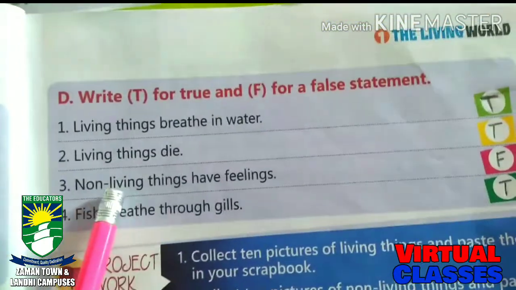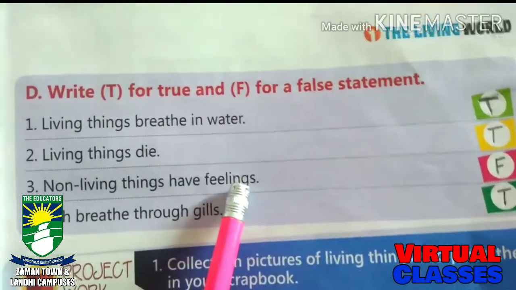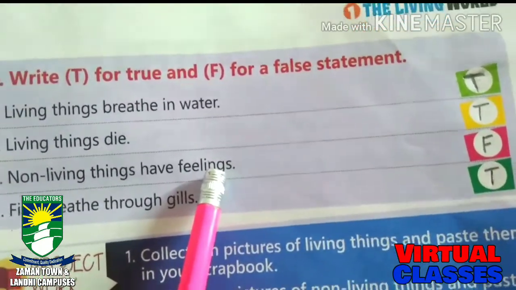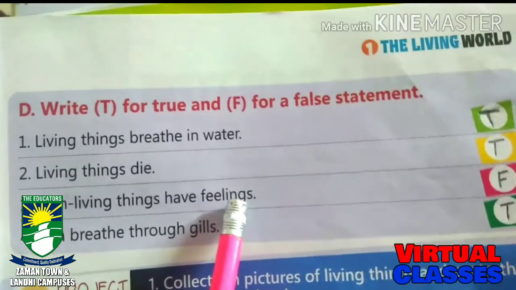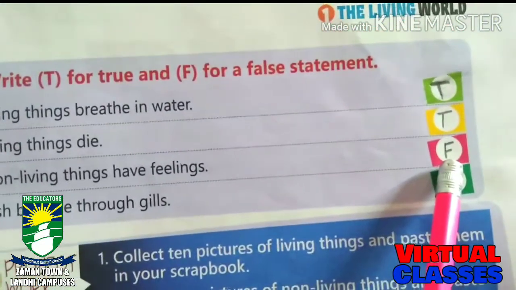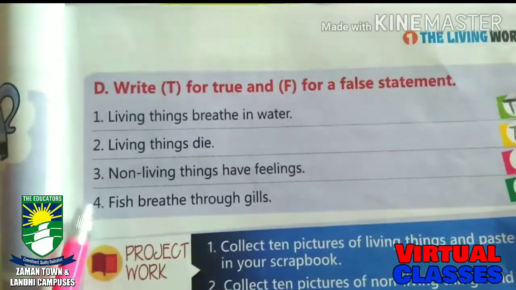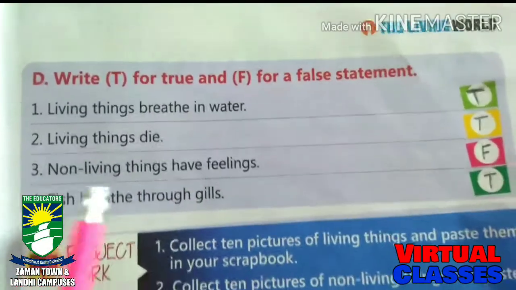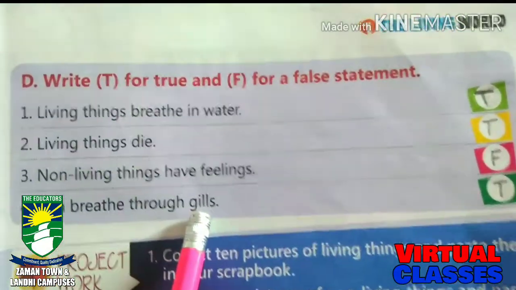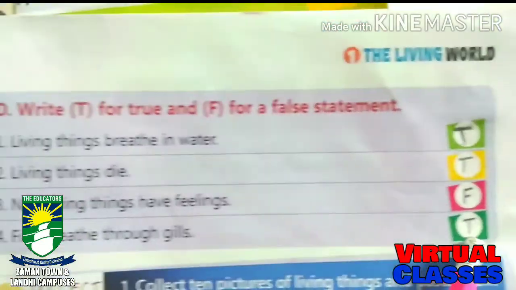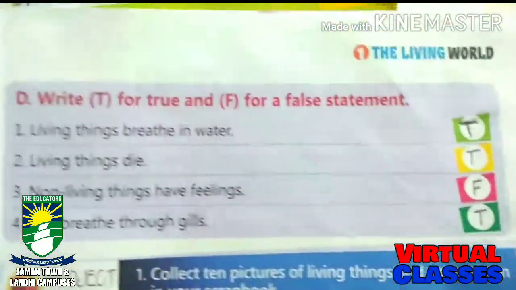Number 3, non-living things have feelings. We discussed that only living things can have feelings. Non-living things don't have any feelings or emotions. We will mention F. F means false. The last one, fish breathe through gills. Yes, it's true. Fish breathe with the help of gills. So we will mention T. T for true. Have you done this work?